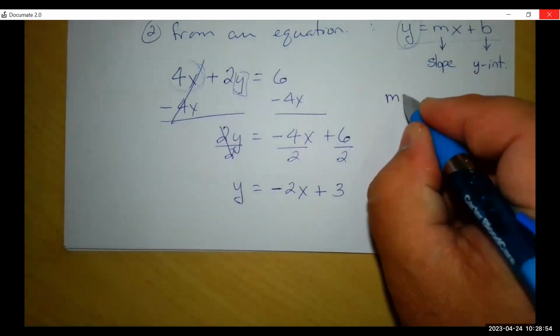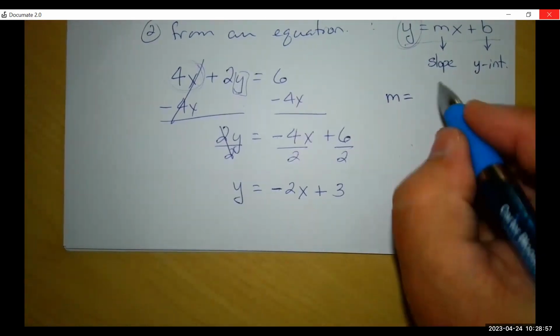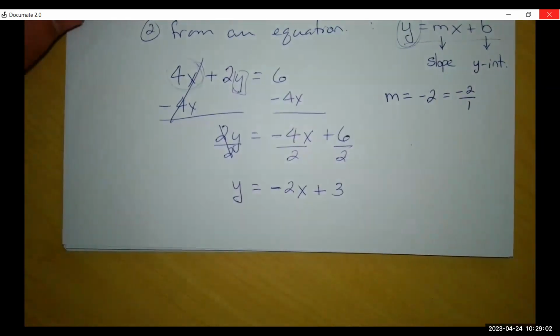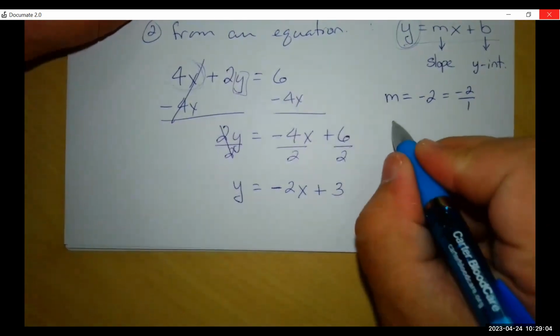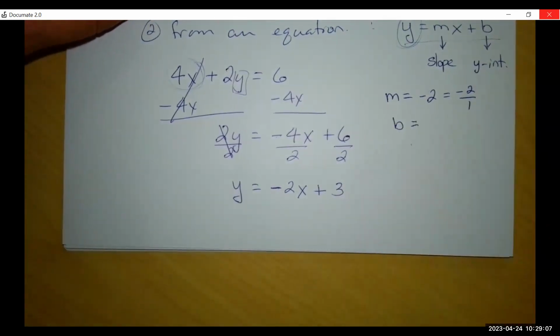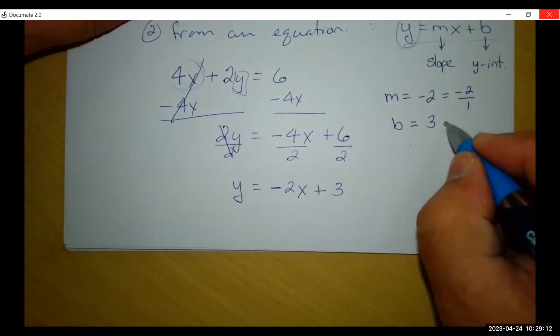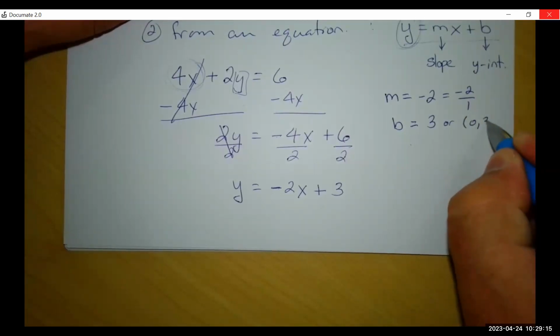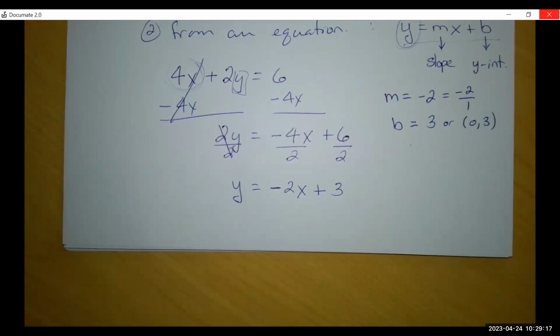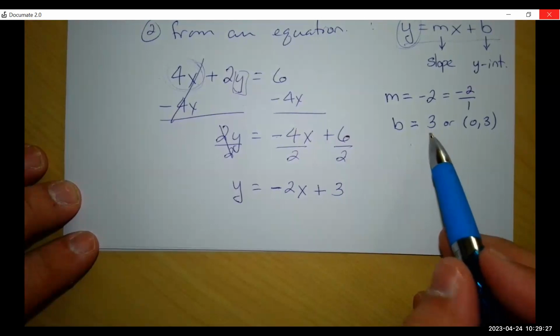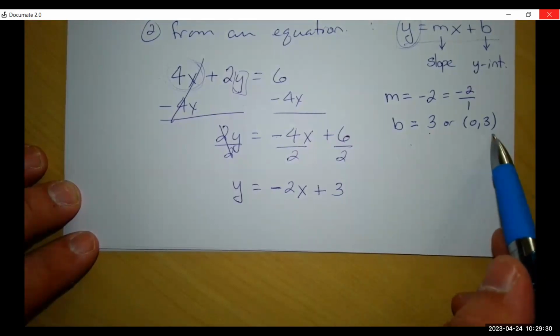So what's the slope of this equation? -2 or -2 over 1. What's the y-intercept? The b value. 3. Or it's actually 0, 3. Because it's going to ask you a couple ways. What is the location of the y-intercept, or what is the y-intercept? If it asks you what is the y-intercept, it's 3. If the location, it's 0, 3.